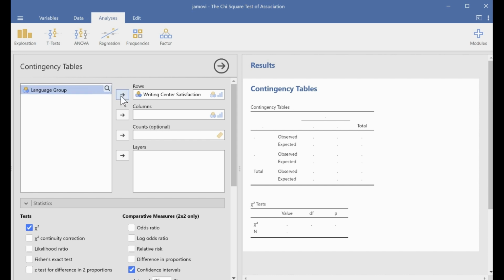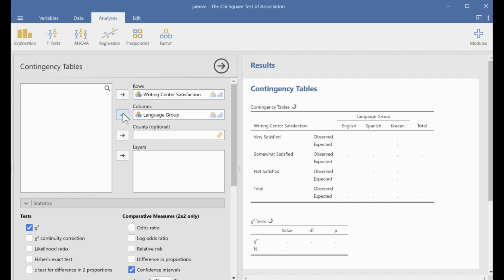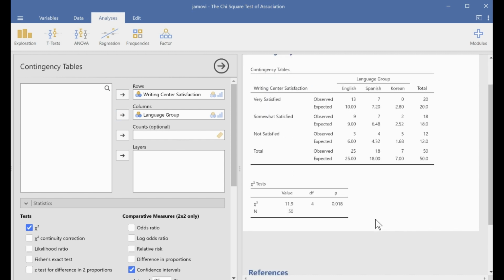Let me put writing center in the rows, language group in the columns. And you can see that this populates this table directly. So let's first look at the chi-square. Well, we have a value of 11.9. We have an n of 50. We need this for reporting purposes. The degrees of freedom is 4. And we have a significant association. And this is at the 0.02 level, which is significant.